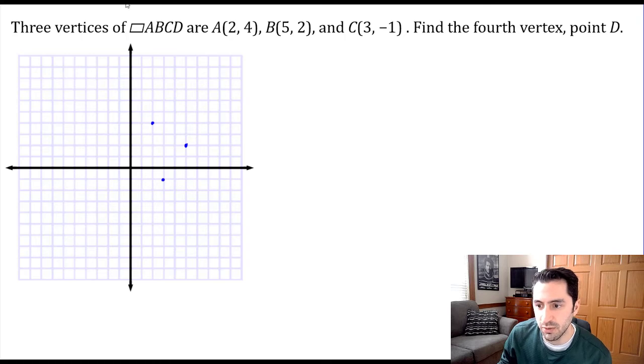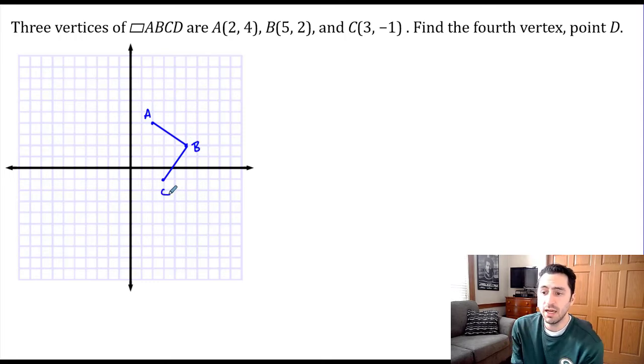All right, so now I will connect these together. So we have A, B, and C. And now I need to find where this fourth vertex, point D, is going to be located. Now, I did draw in two of the segments already, so we can guess as to see where this fourth vertex is going to be.